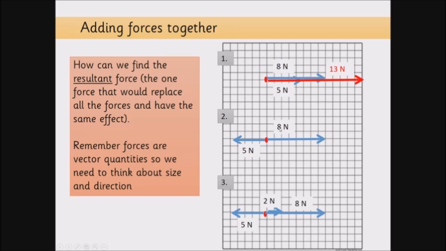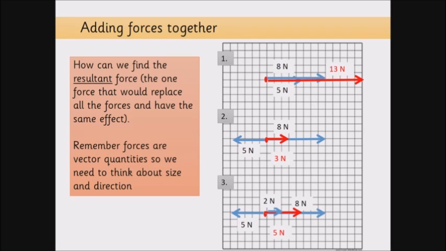Number 2, because we've got 8 newtons to the right and 5 newtons to the left, we've got to take one as being minus, so you've got to add up 8 and minus 5. If you did that, you'd end up with 3 newtons to the right as the resultant force. And finally, we've got 3 here. If we add 8 to the right and 2 to the right, that'll give us 10 to the right. Add on 5 to the left, that will give us 10 minus 5, which will give us 5 newtons to the right as a resultant.